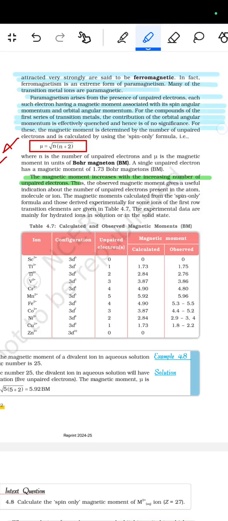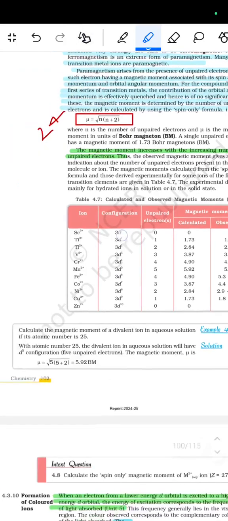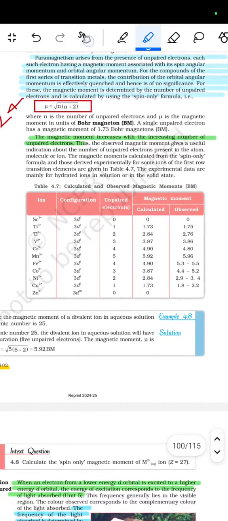For this, the magnetic moment is determined by the number of unpaired electrons and is calculated by using the spin-only formula. तो म्यू इक्वल टू होता है √n(n+2), और ये 24 में इसको ही पूछा था. Where n is the number of unpaired electrons and mu is the magnetic moment in Bohr magneton. A single unpaired electron has a magnetic moment of 1.73 Bohr magneton.